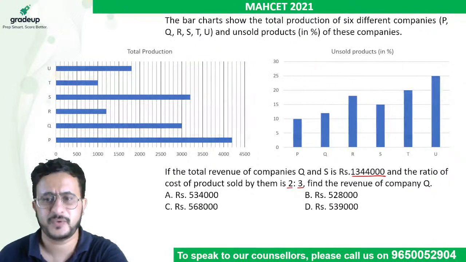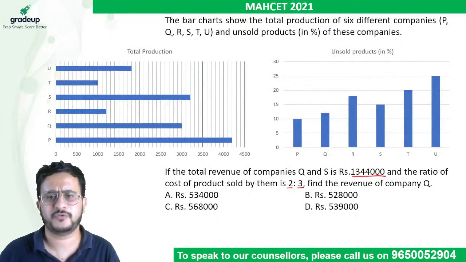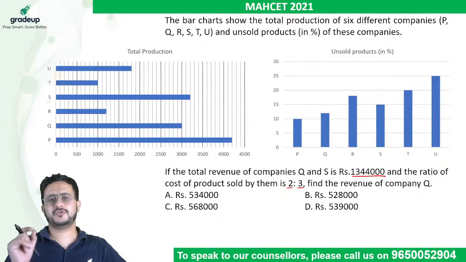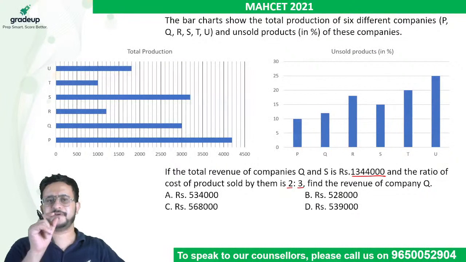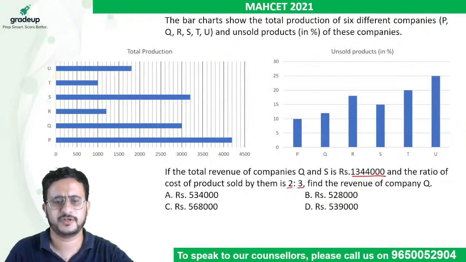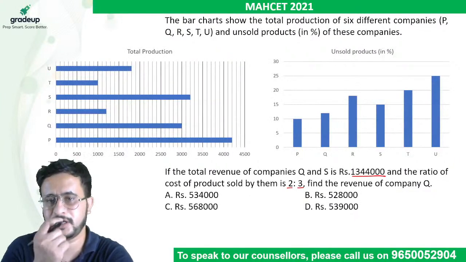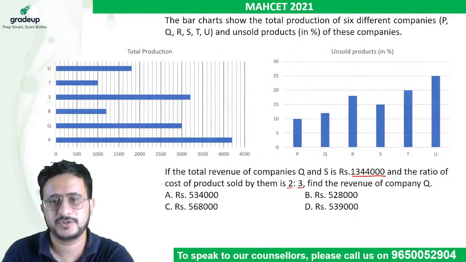Now this is a difficult question, right? So first of all, I'll give you what you have to do. From the two graphs you can find the number of products of Q and S sold, right? And then the cost is in the ratio 2:3, right? So the cost of product S is more. Then you equate, and using the total revenue you can find out how much is the revenue of these two companies. Okay, so try this one.